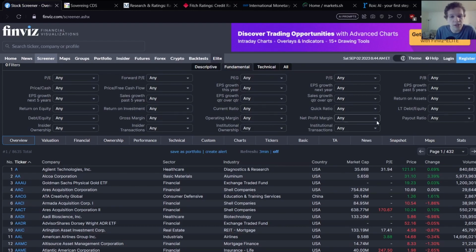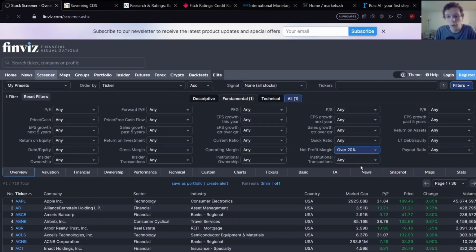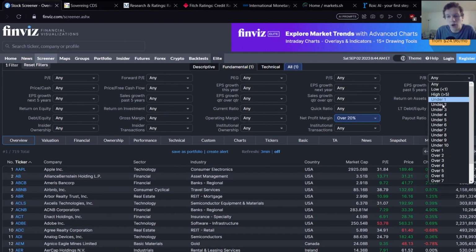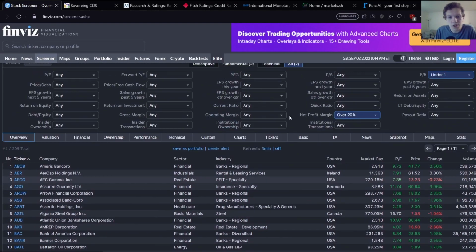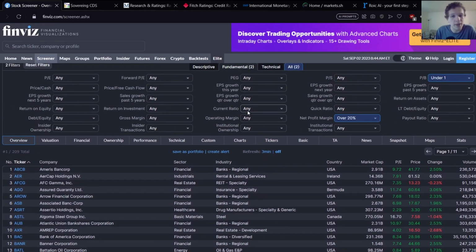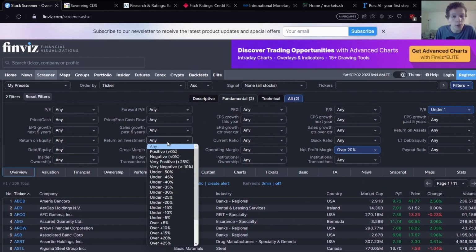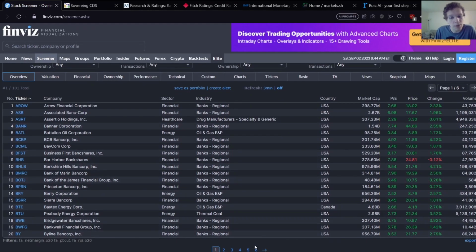So if I want to say, for example, I want to find stocks with a net profit margin over 20% with a price to book value of under 1, then all of a sudden it helps me filter through all of the listed stocks to have way fewer. And for example, here we still have 11 pages, so you can filter a little more. Maybe the return on investment is also over 20%. So now we went from 11 pages to 6 pages, and maybe this is a lot easier to go through.